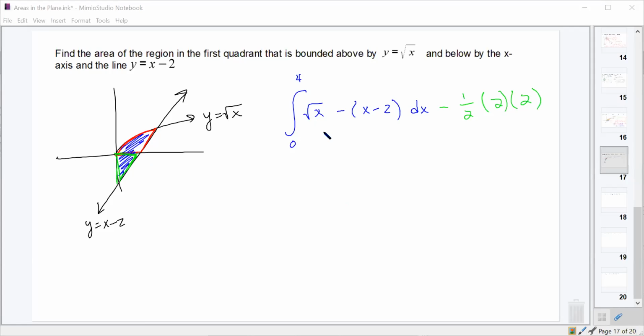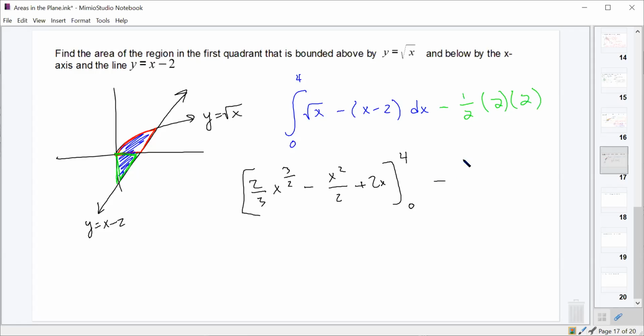All right, so let's take a look here. Now I've just got one integral to complete. Integral of root x is 2 thirds x to the 3 halves minus x squared over 2. And then minus negative 2 is plus 2, so that becomes again a plus 2x. And this time all we have to do is evaluate that from 0 to 4 and then subtract 2 to get our final answer.